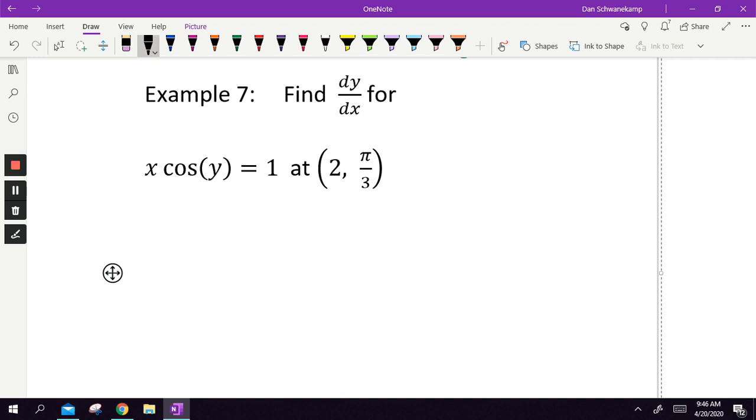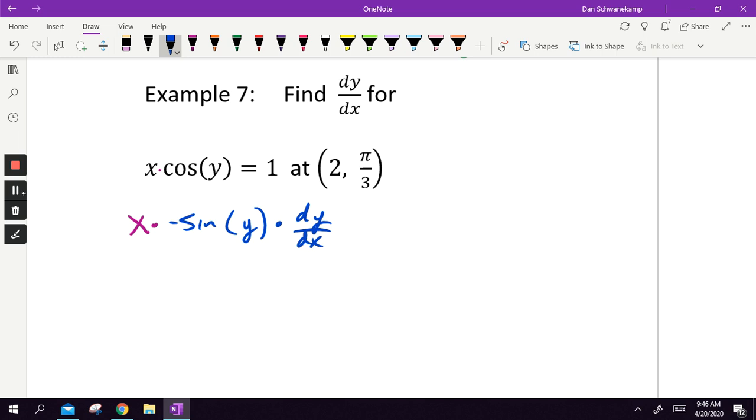All right, example 7. We are finding this derivative. X cosine y equals 1 at that point. So let's take the derivative. Well, what do I need to do to take the derivative of x cosine y? I need product rule. First times the derivative of the second. So what's the derivative of cosine? Negative sine. We're going to rewrite the baby times the derivative of the baby. So that's first times the derivative of the second plus second times the derivative of the first. And that's going to be all equal to the derivative of 1, which is 0. There's my setup.